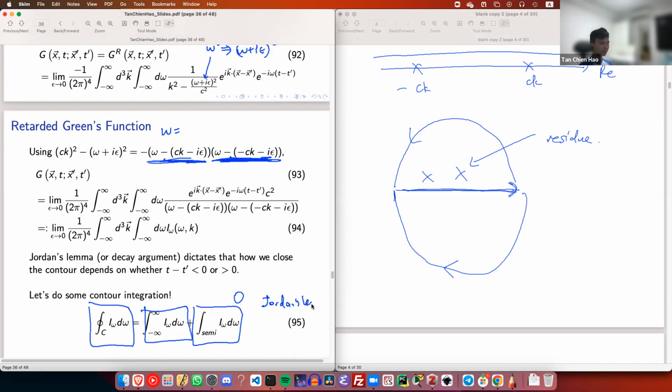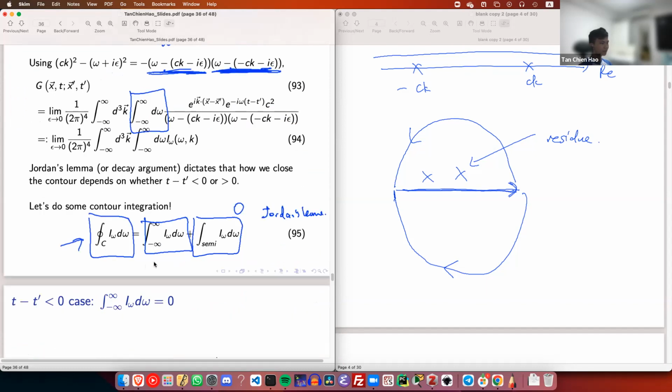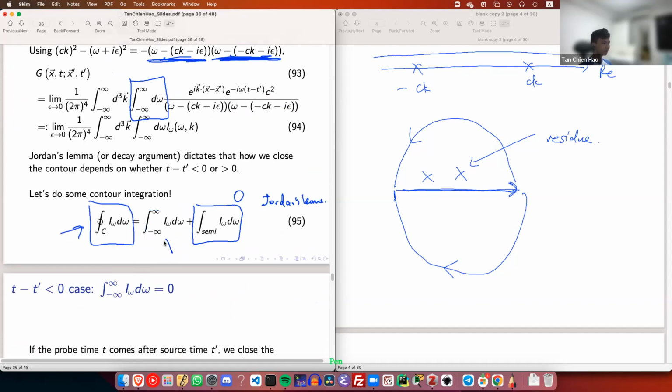lemma. So the reason why I want to do contour integrals is that I turn this infinite integral along the real line into the contour integral minus the semicircle one. And the semicircle one is just 0, so it's equivalent to the contour integral. So now, if I want to find the integral along the real line, all it amounts to is finding the residues inside the contour.